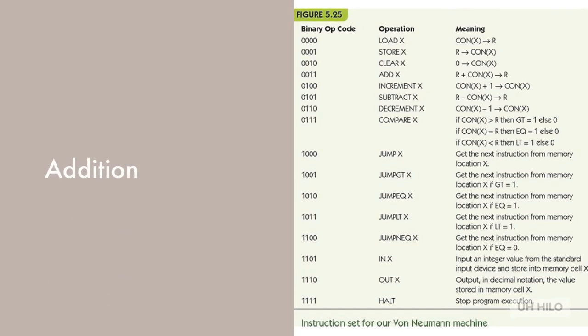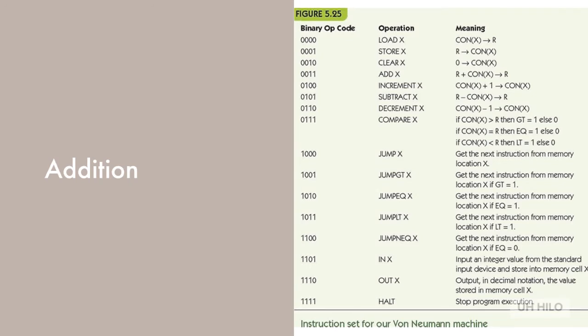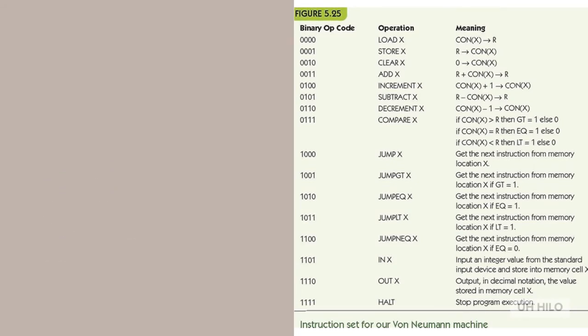Addition is a bit more complicated. It means we're adding the contents of location X to the value in the register. We start by sending the address X to the memory address register. Next, we initiate the fetch and move the data to the memory data register. We then send the data in the memory data register and the data in the register to the ALU. We select the add circuit as the result and copy the result into the register.